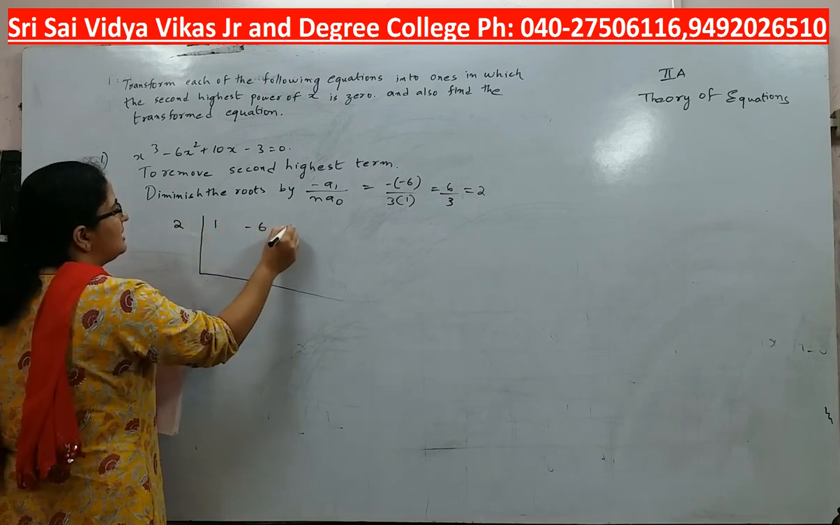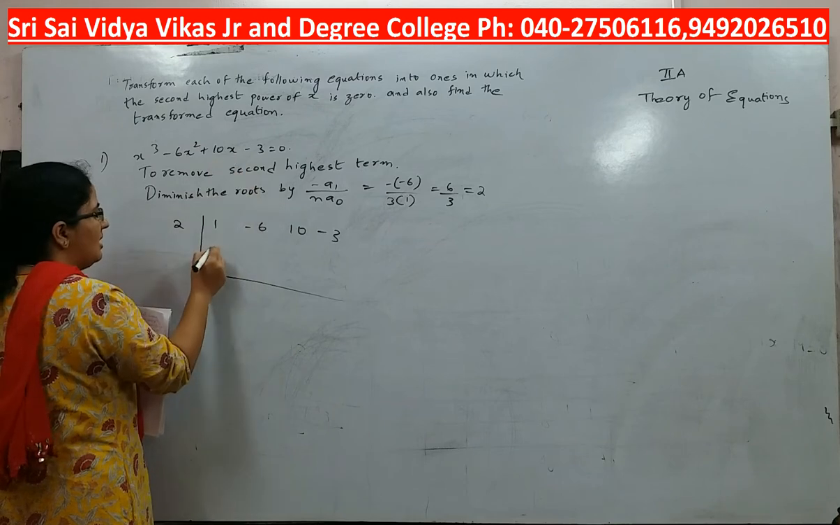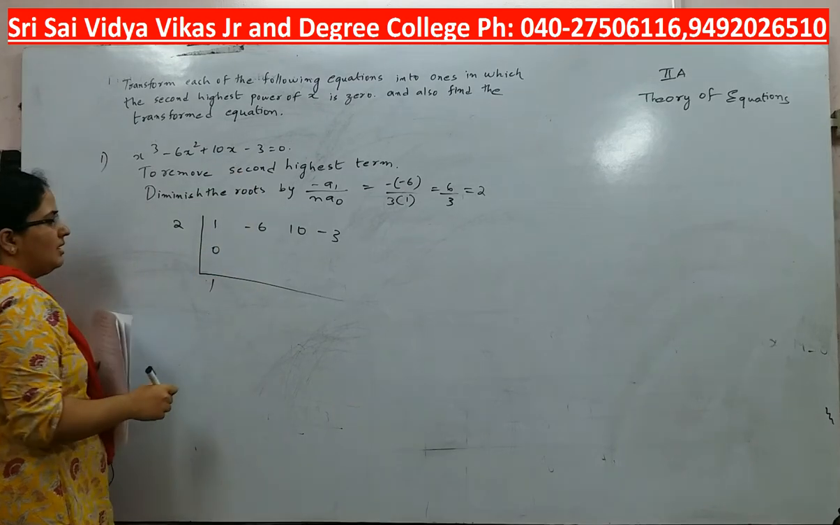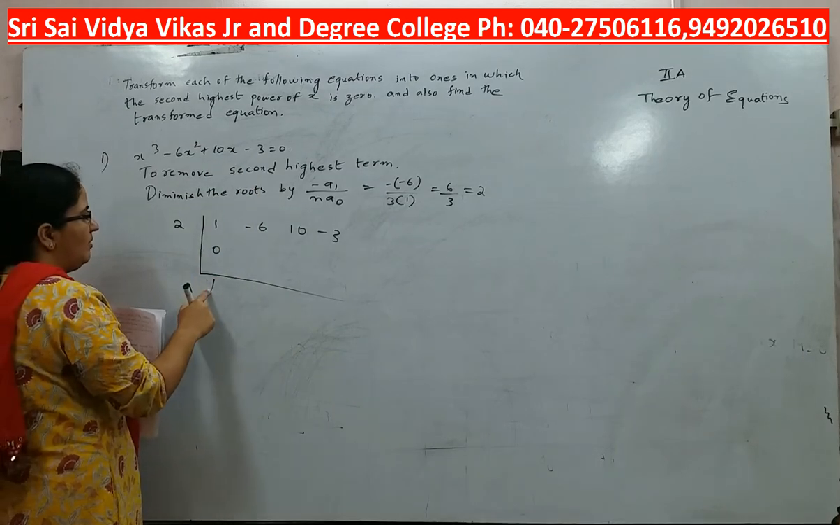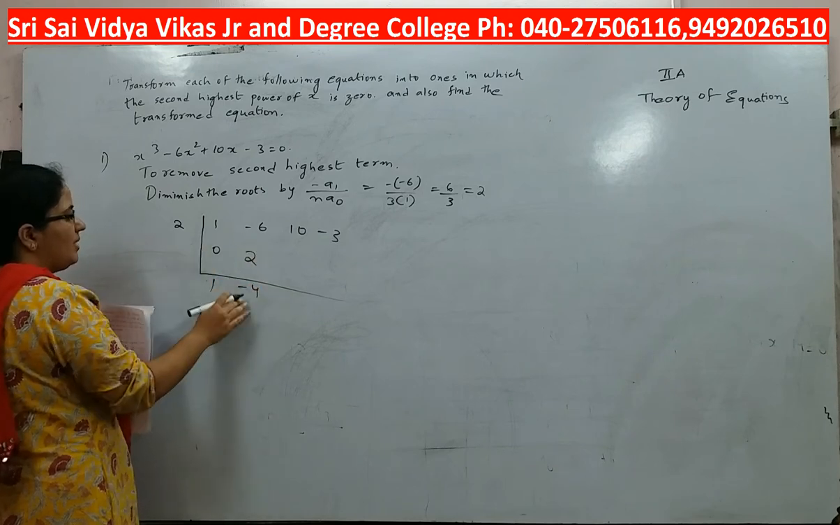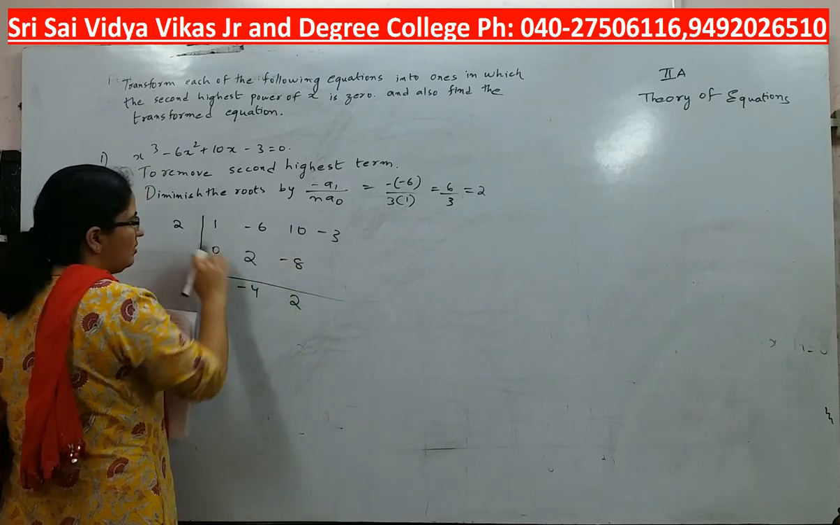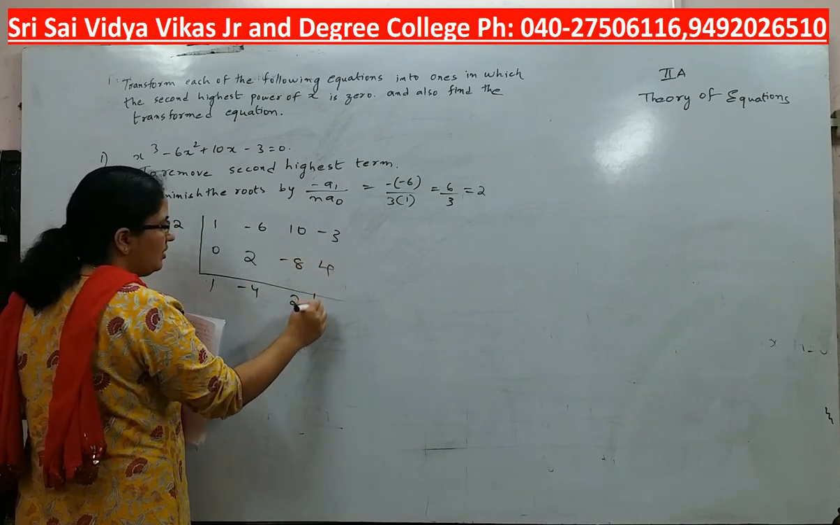Take the coefficients 1, minus 6, 10, minus 3. Put 0 here. 1 plus 0, 1. 2 ones are 2. 2 minus 6, minus 4. 2 into minus 4, minus 8. 10 minus 8, 2. 2 twos are 4. So here you have 1.